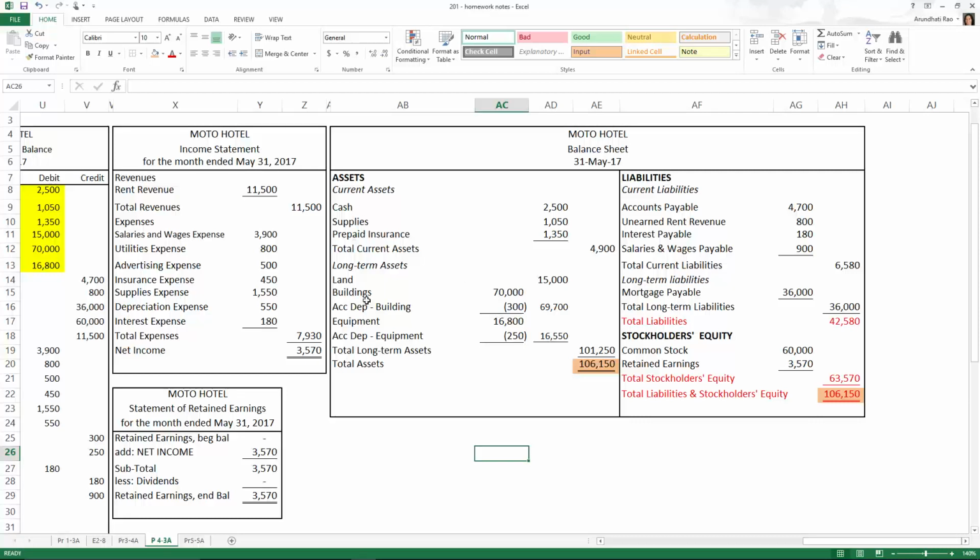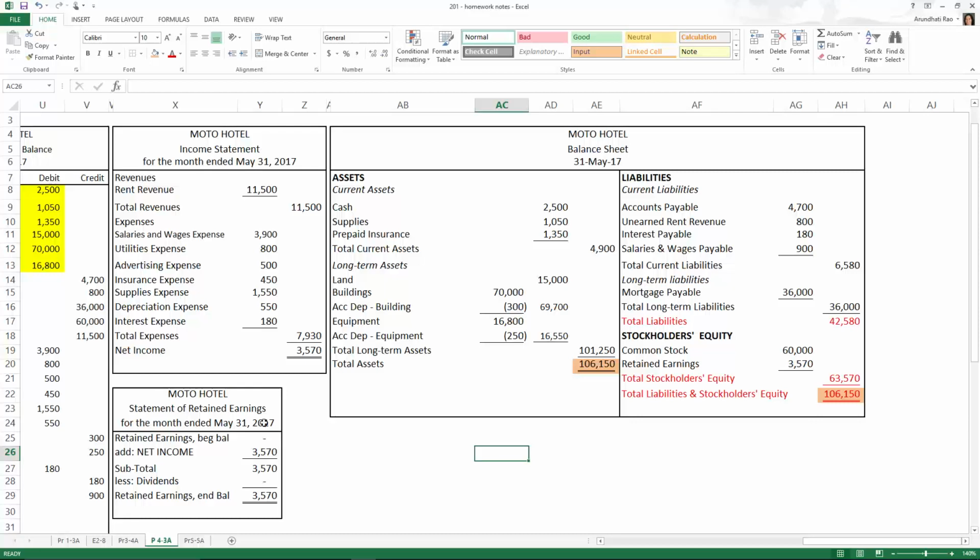Will my assets stay with me? Will cash stay with me in the month of June? Yes, I take this over. Supplies? Yeah, I take that over too. All my assets are going to stay with me. Liabilities, I already told you, you have to pay those liabilities. They're going to stay with you. Whether it's current or long-term doesn't matter. The only way it's going to go away is if you pay it. Stockholders' equity, that's going to stay with us. So all your balance sheet accounts are going to stay with you.